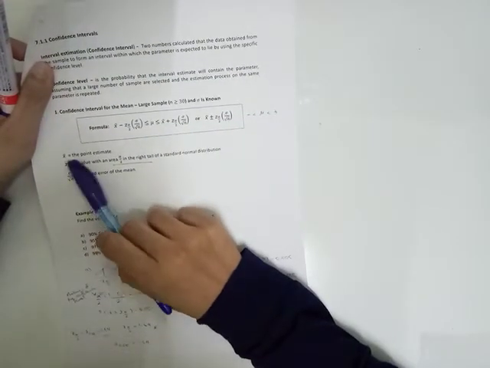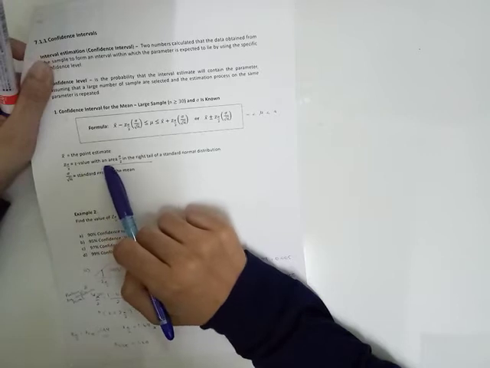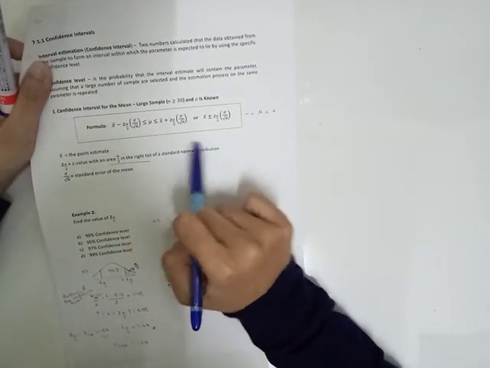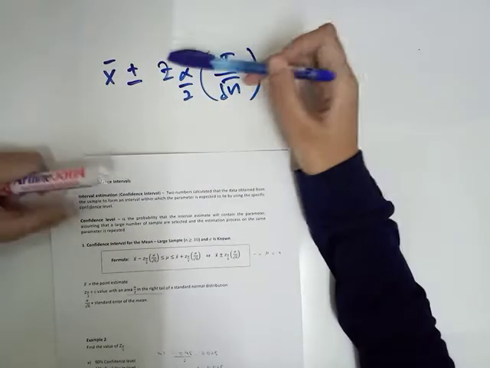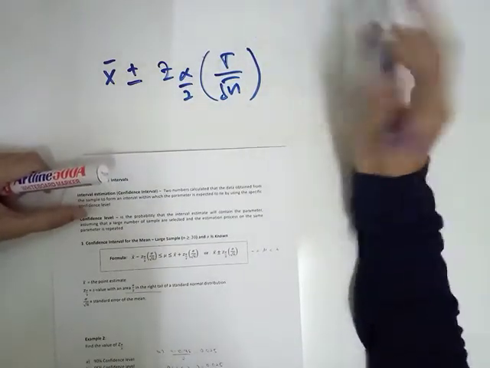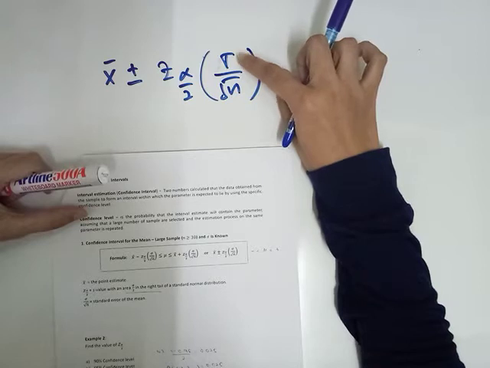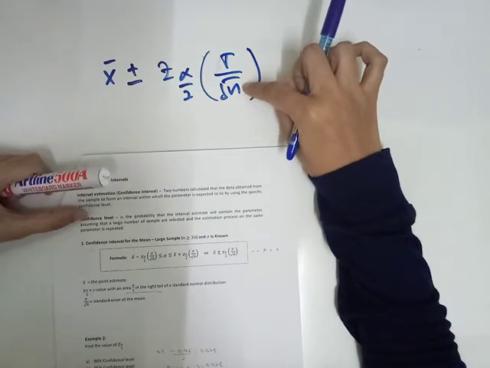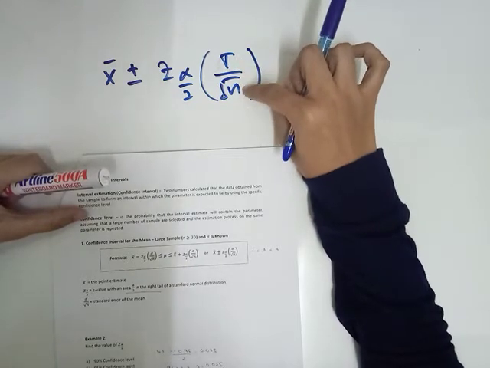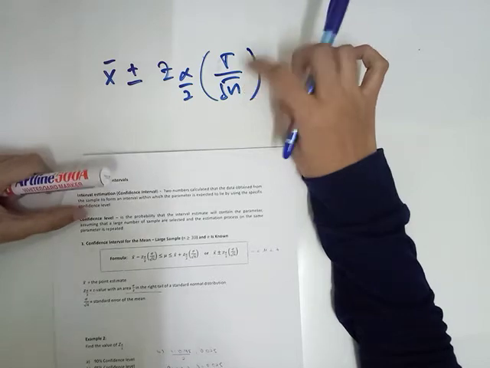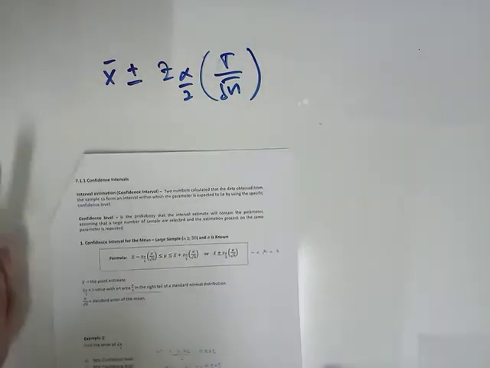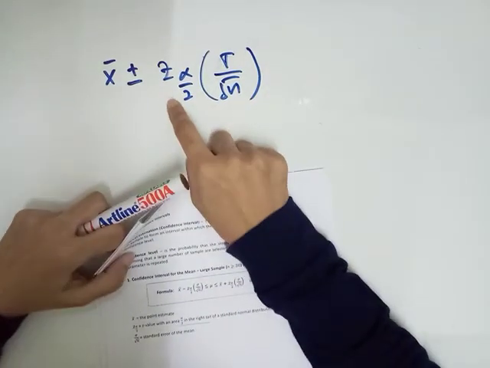Okay, z alpha over 2 is the z value with an area alpha over 2 in the right tail of a standard normal distribution. Later I will show you how to find the z value, and then you have to multiply it by the standard deviation of the population divided by the square root of n, which is the sample size. This one will be given in the questions. I'm going to show you how to find the z value first.